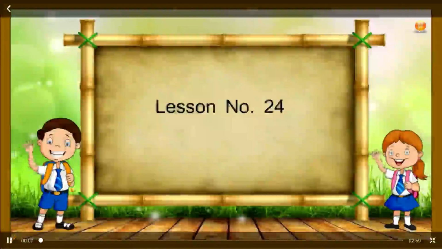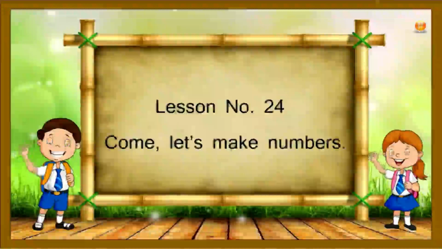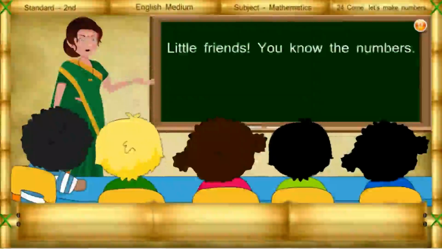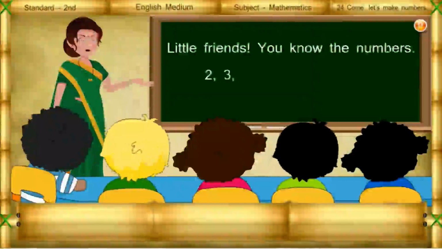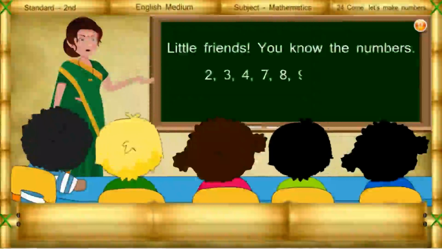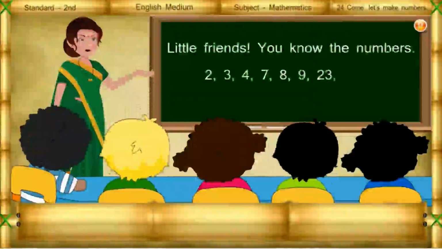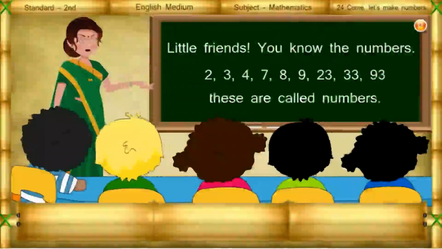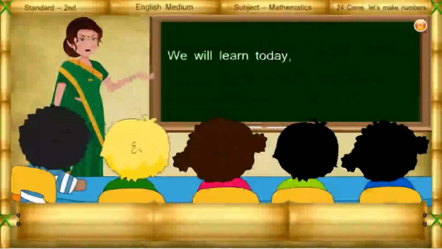Lesson number 24. Come, let's make numbers. Little friends, you know the numbers 2, 3, 4, 7, 8, 9, 23, 33, 93. These are called numbers. We'll learn today how to create new numbers from digits.